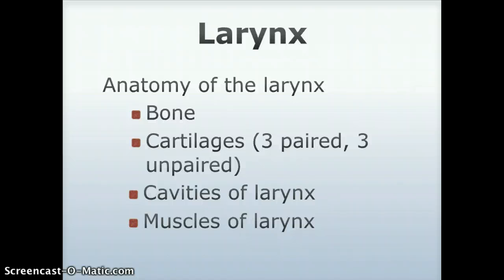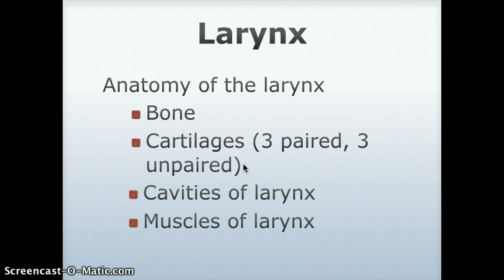Okay, so let's talk about the anatomy of the larynx. So it's composed of one bone, which actually technically isn't part of the larynx, but it's next to it, so we discuss it. There's cartilages, so there's 3 paired cartilages and 3 unpaired cartilages.